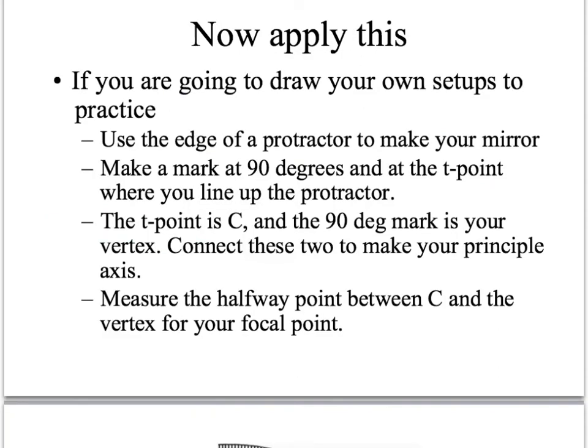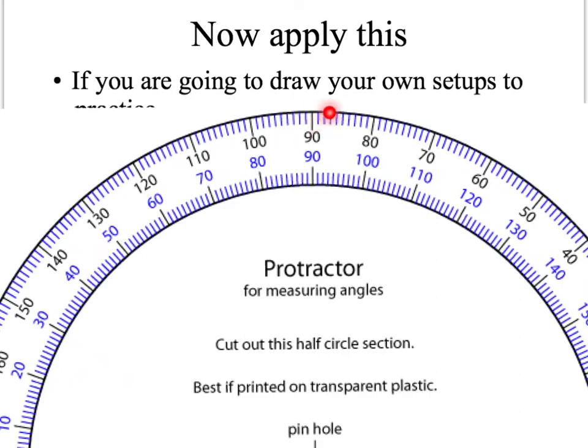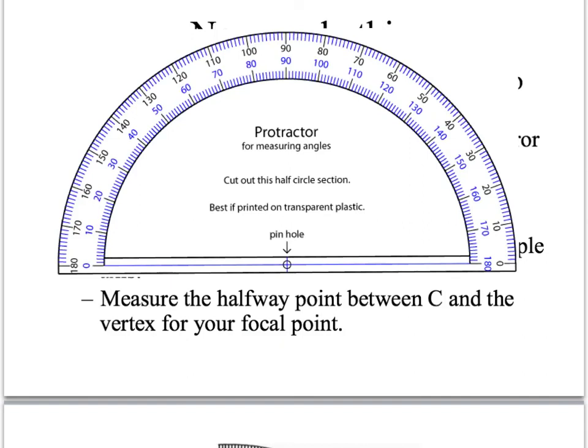All right, so if you're going to draw your own setup, this is something you can practice till the cows come home. You're going to use your protractor to make a mirror, because your mirrors are spheres and your protractor is a half circle. Make a mark at the 90 degree mark, so at the normal spot, and at the point where you're going to line up your protractor. So remember when we had our little protractor. We're going to make a mark at the 90 up here, and another mark at the spot where we lined it up, which is down here. So that's where you're going to make your two marks, one here and one here. And then draw along the edge of your protractor to make your mirror.